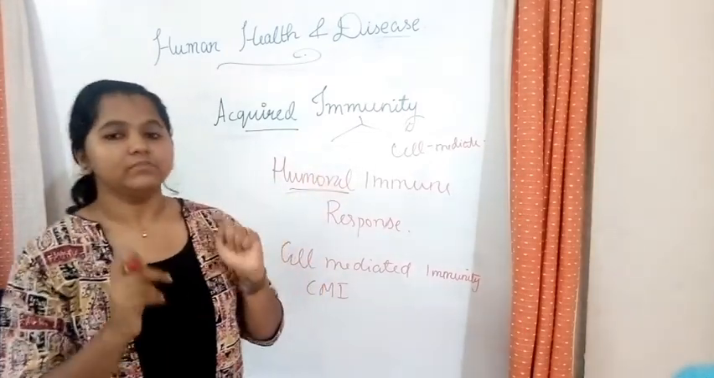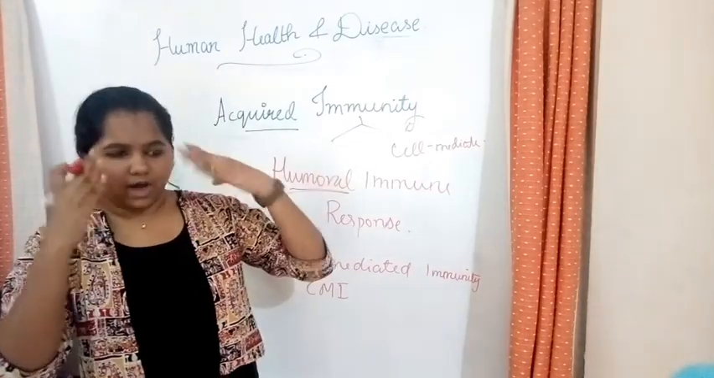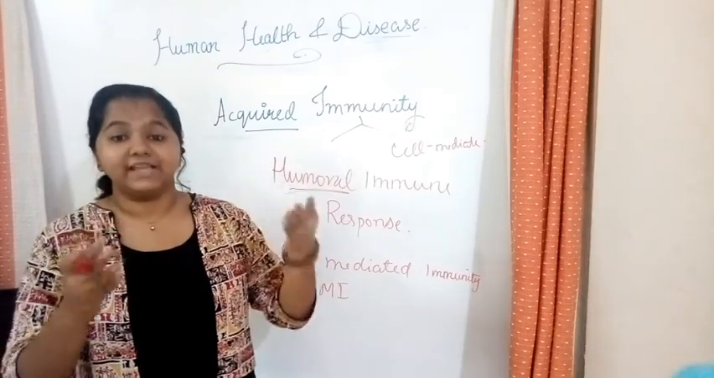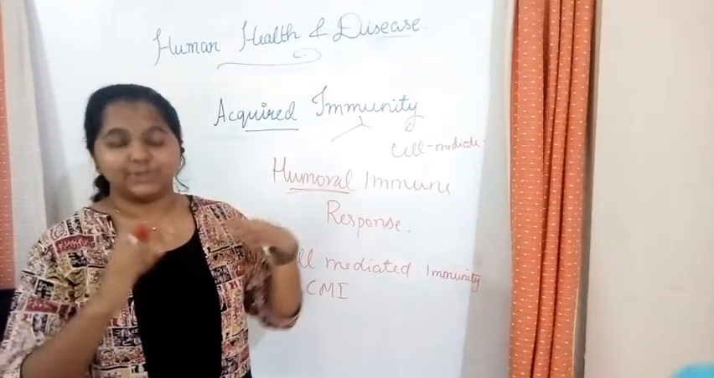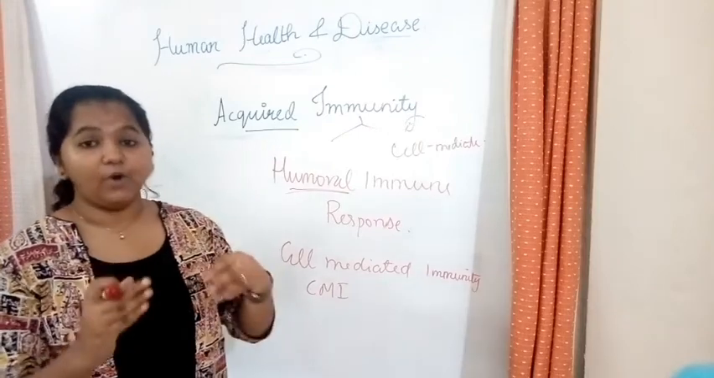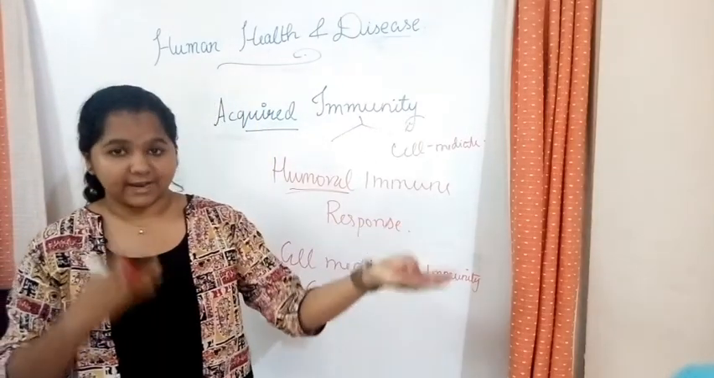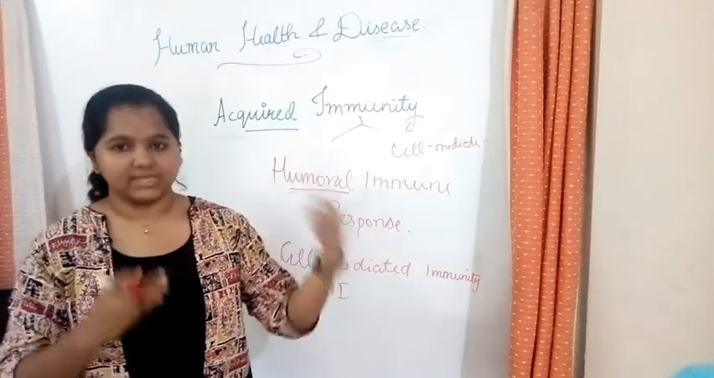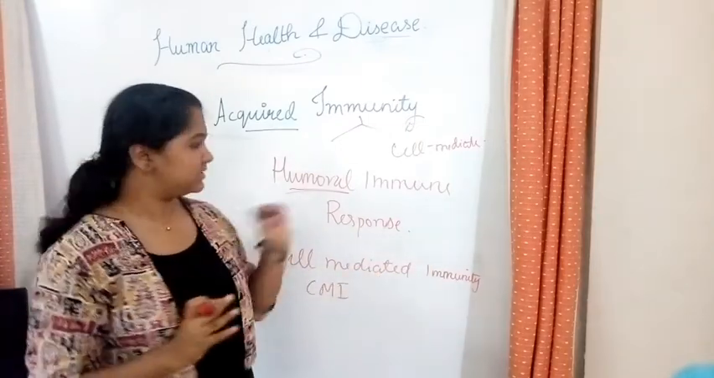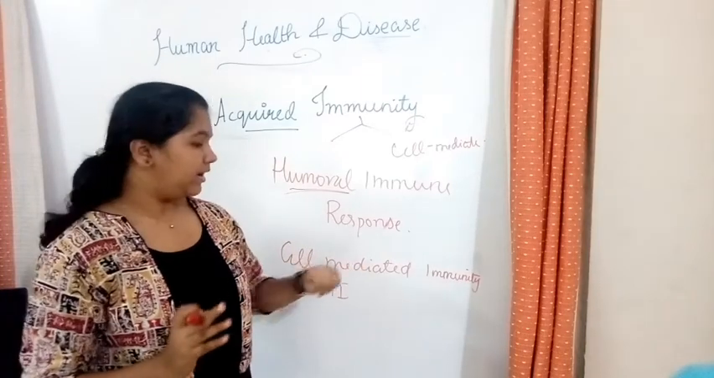Okay. Why is that? Because our body can identify the self and the non-self. That is the property of cell-mediated immunity. It knows the non-self, it knows the pathogens, and then it will react. And that is what cell-mediated immunity is.